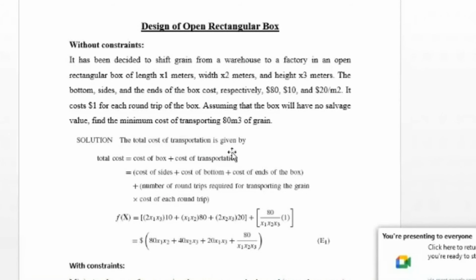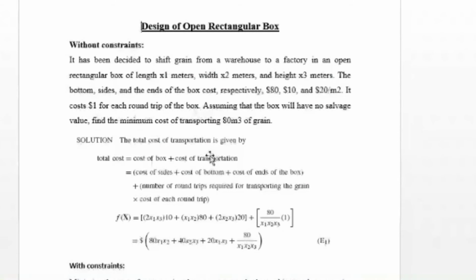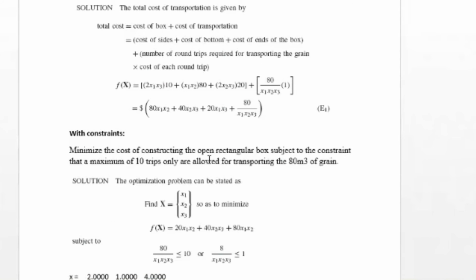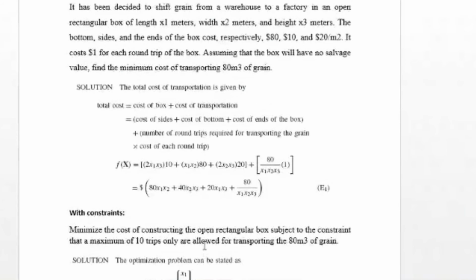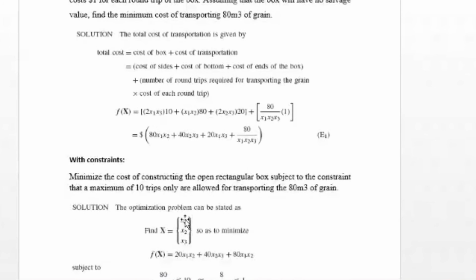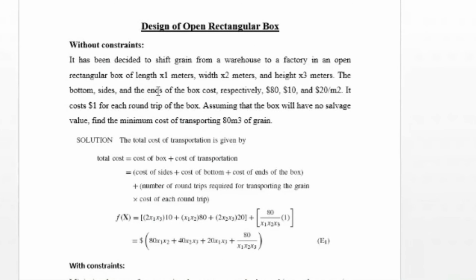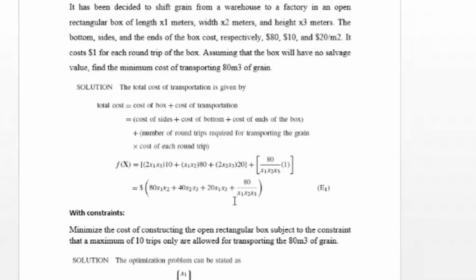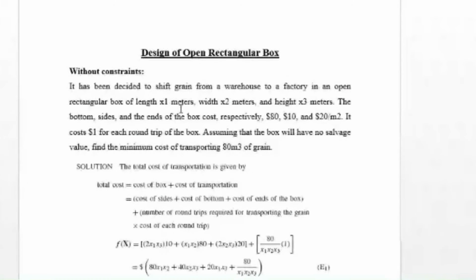This example is again from S. S. Rao only. The design of an open rectangular box, which is given in the geometric programming approach, right? How can we solve the same problem with constraints and without constraints? Here again, the design and manufacturing of the open rectangular box, right? That is the main intention. To maximize the volume, what are the optimal values of the design parameters? What is the optimal value of length, width and height?